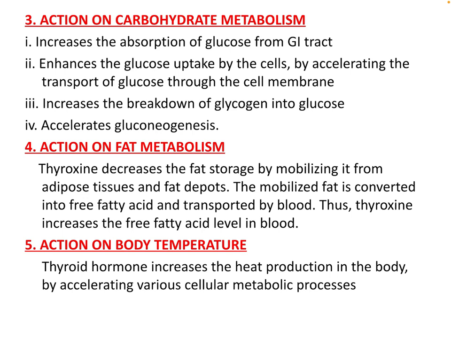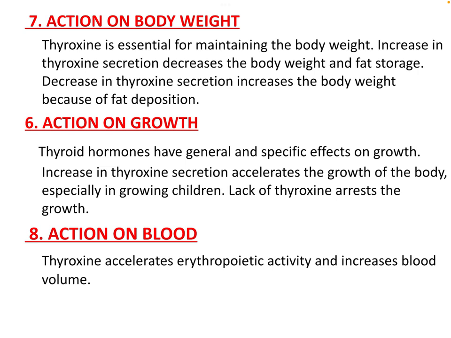Next is action on body temperature. Thyroid hormone increases the heat production in the body by accelerating various cellular metabolic processes and increasing the BMR. It is called thyroid hormone induced thermogenesis. During hyperthyroidism, the body temperature increases greatly, resulting in excess sweating.